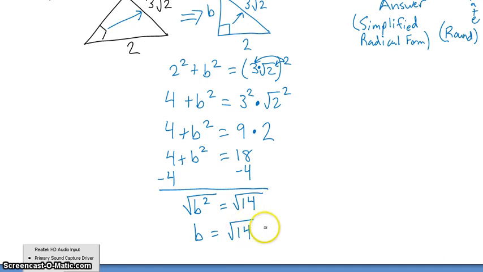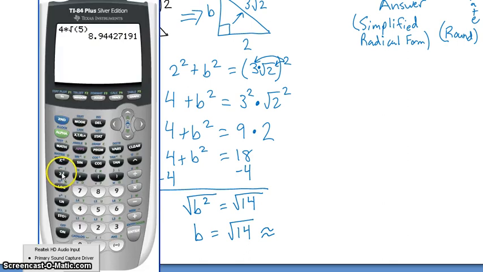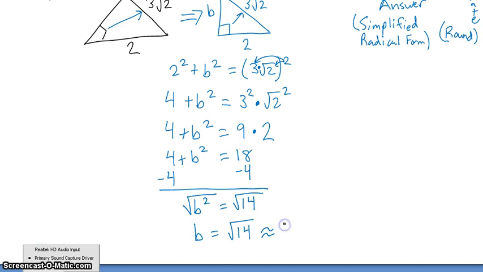Now I need to simplify the square root of 14, and the only two numbers that divide 14 are 2 and 7. And neither 2 nor 7 is a perfect square, so the square root of 14 is my exact answer. I can't simplify it anymore. But I can find my approximate answer. Again, type in the square root of 14 into your calculator and round. I found both the exact answer and the approximate answer.